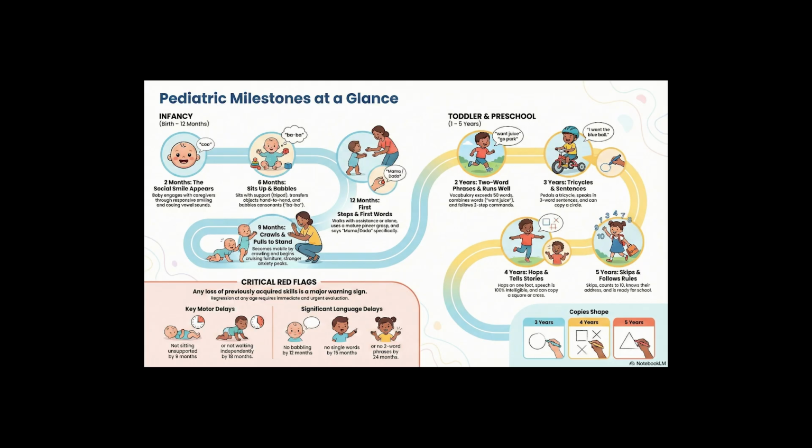3-word sentences. Vocabulary is over 250 words, and they are 75% intelligible. And socially, they move past parallel play. Into group play. They're playing near each other, maybe sharing, but there isn't a common goal yet. The red flag here is tied to that sentence length. No 3-word sentences by age 3 is a definite referral. 4 years old, the hops and stories age.